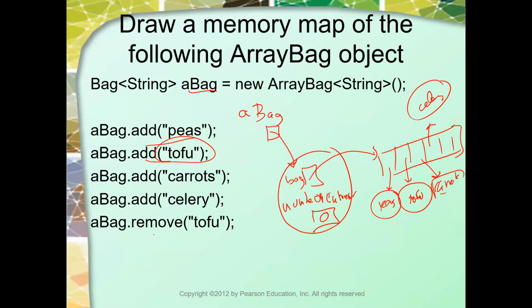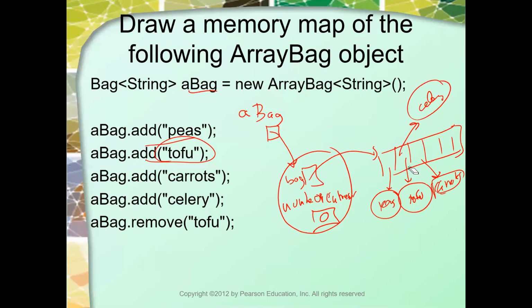And then we say remove tofu, what happens? This is kind of a good question. What happens to the bag when we say remove tofu? How does the memory change? Well, it depends on which way you want to do the remove operation, right? If you remove the second way, what's going to happen? When you want to remove tofu, celery is going to move to where tofu is, right? Yeah, you're going to copy the reference to celery over here.